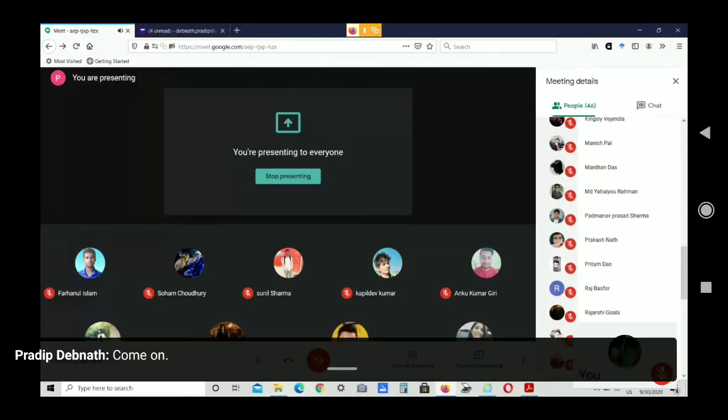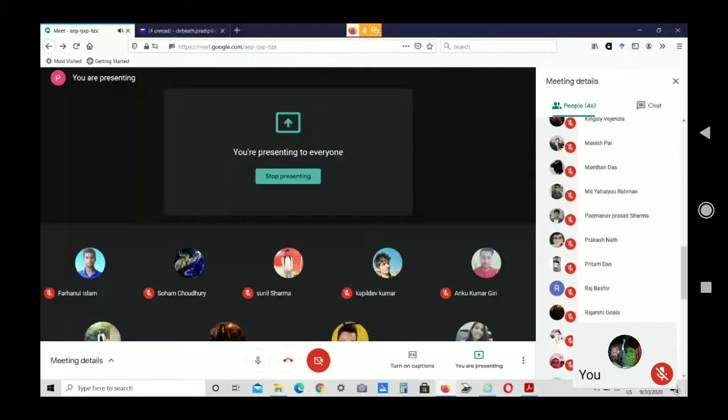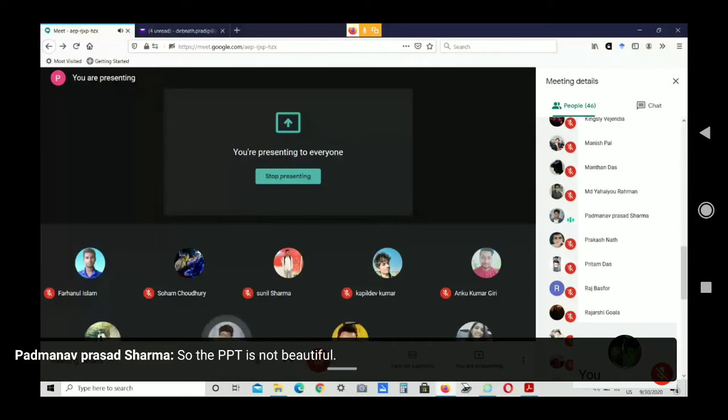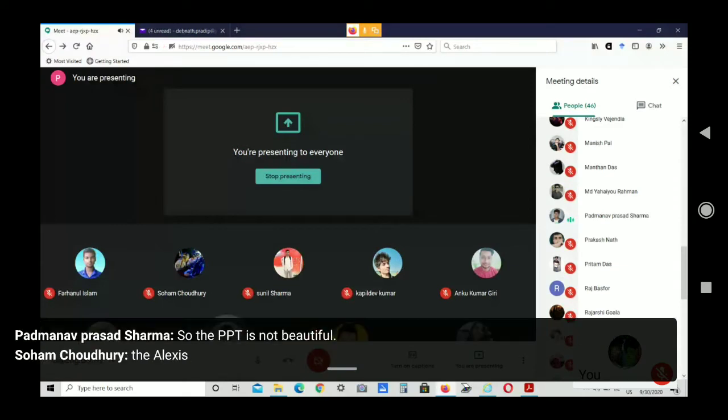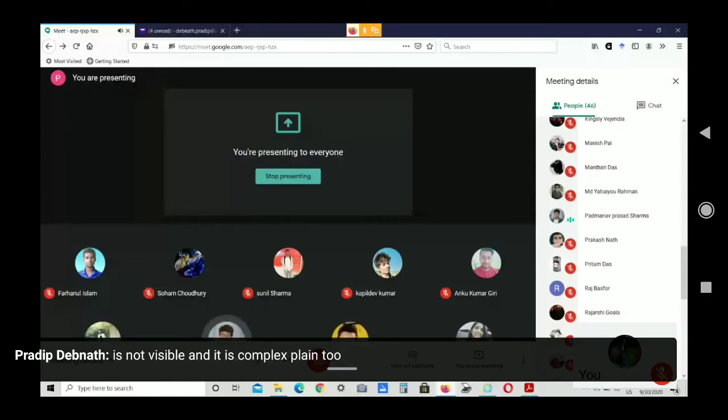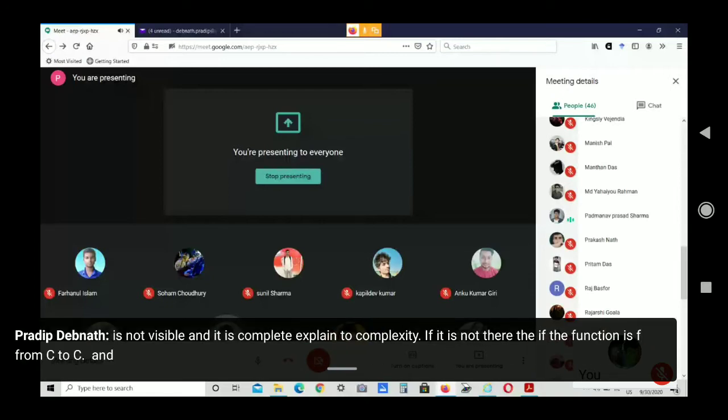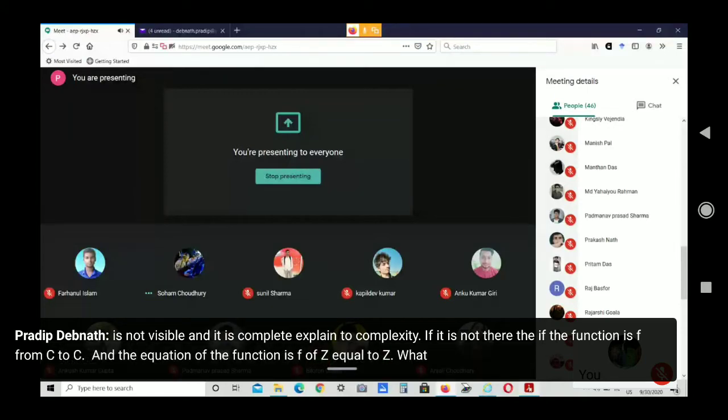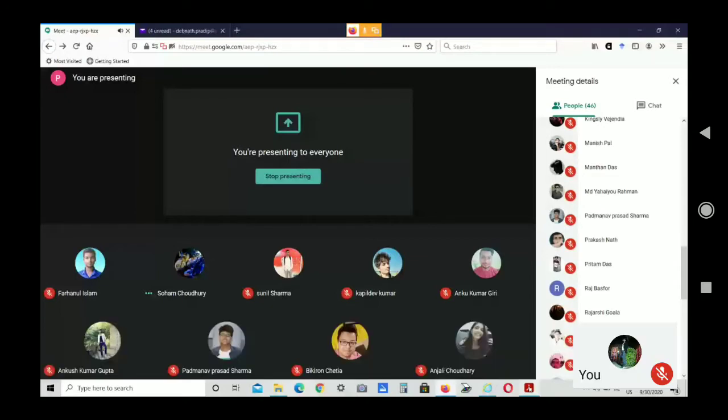Any idea? So the PPT is not visible. It is from complex plane to complex plane. In the PPT it is not there. The function is f from C to C, and the equation of the function is f of z equal to z. What will be the graph?